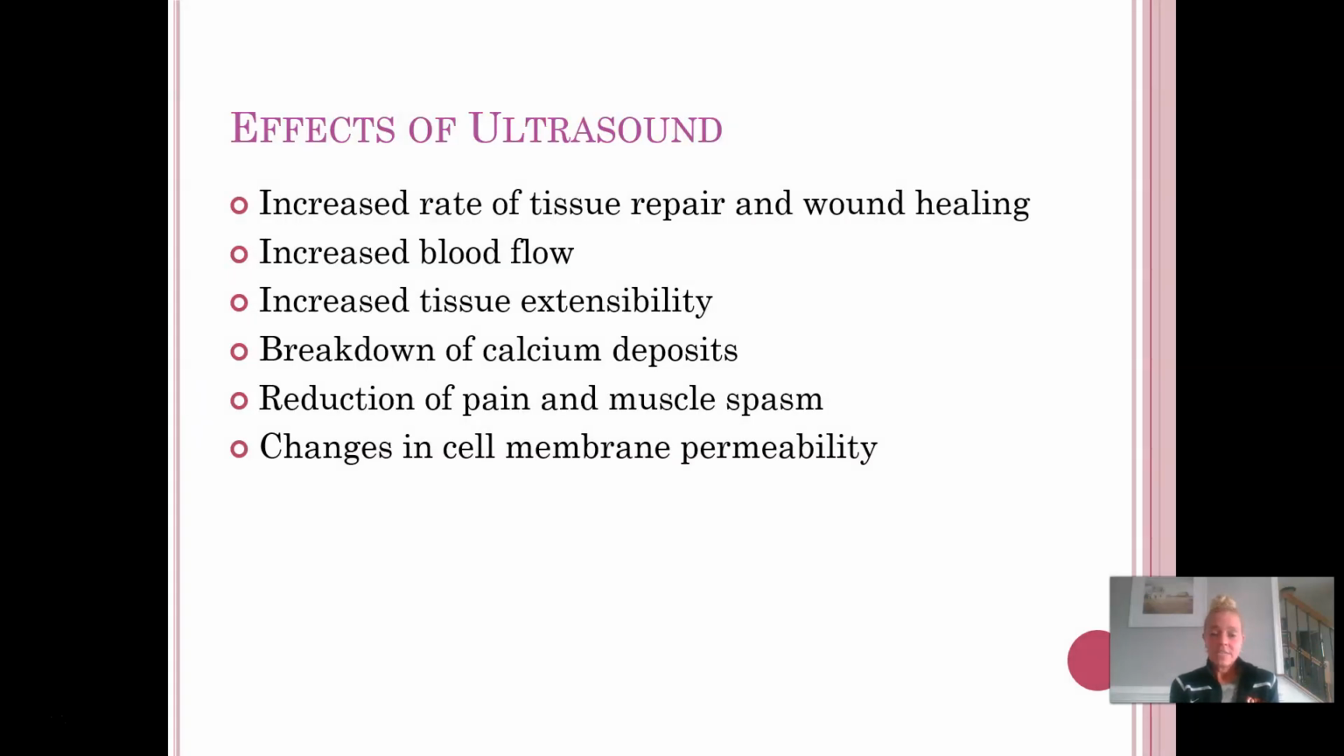So the effects of ultrasound then, if we're using it for deep heating, we're going to increase the rate of tissue repair, increase the rate of wound healing. We can increase blood flow. That is a thermal change. We can increase tissue extensibility.